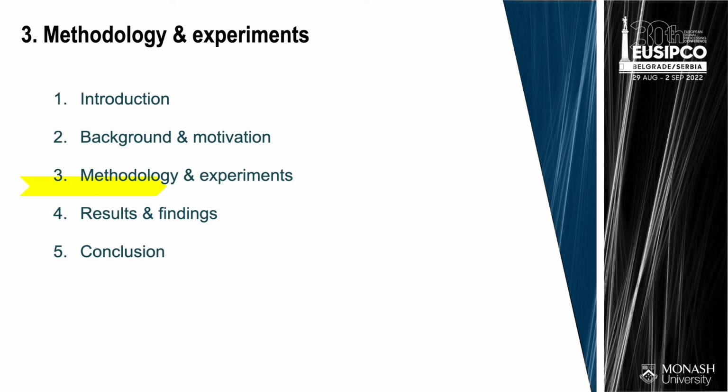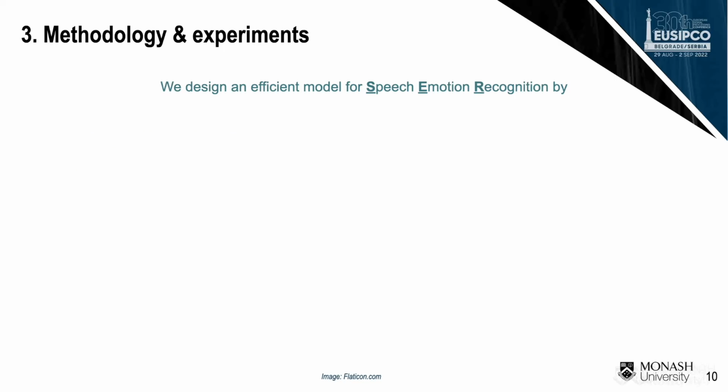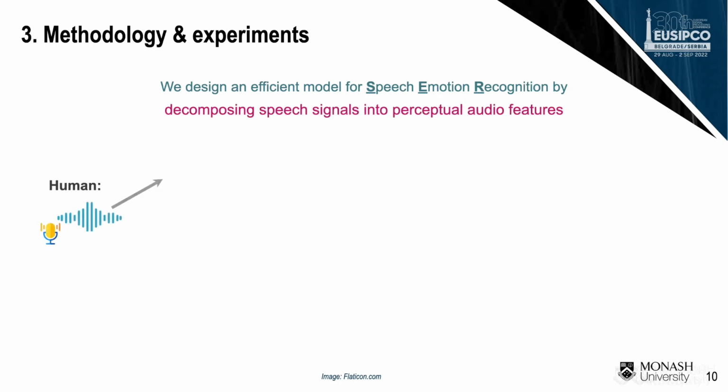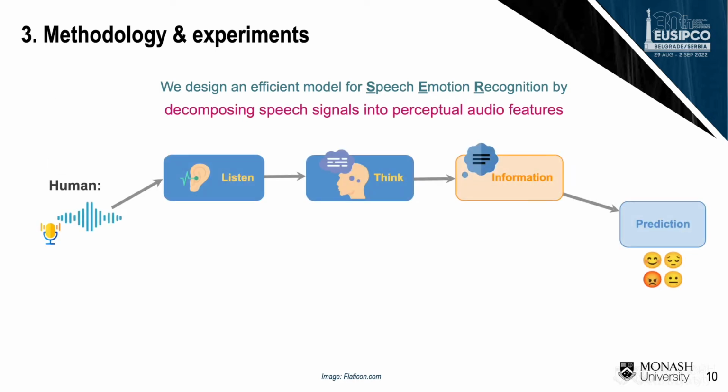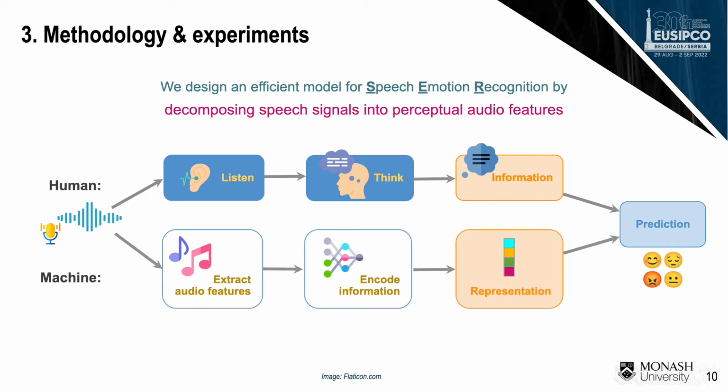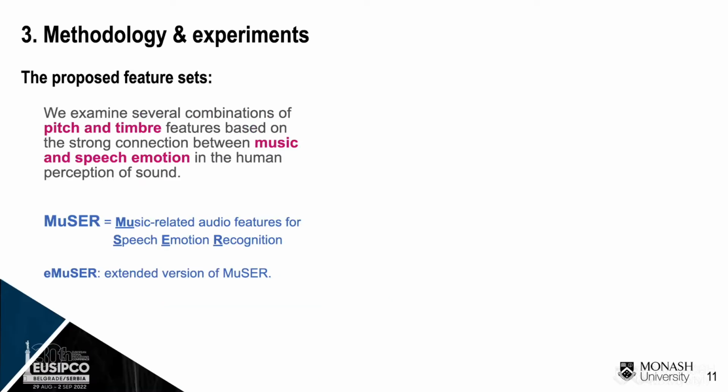The following section describes how we designed experiments to evaluate the efficiency of each method. We designed an efficient model for speech emotion recognition by decomposing speech signals into perceptual audio features, just like how our ears encode sound. We then use neural networks to learn representation to classify emotions. We examine several combinations of pitch and timbre features based on the strong connection between music and speech emotion in the human perception of sound.